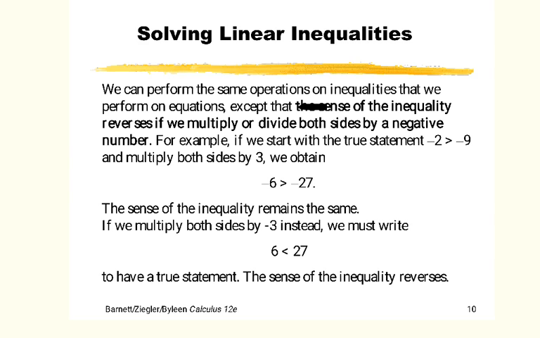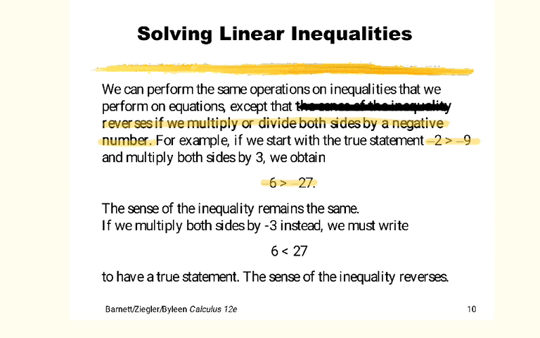So notice here it says the sense of the inequality reverses if we multiply or divide both sides by a negative number. For example, if we look at a -2 greater than a -9, and we multiply both sides of the equation by 3, we'll get a -6 is greater than a -27.